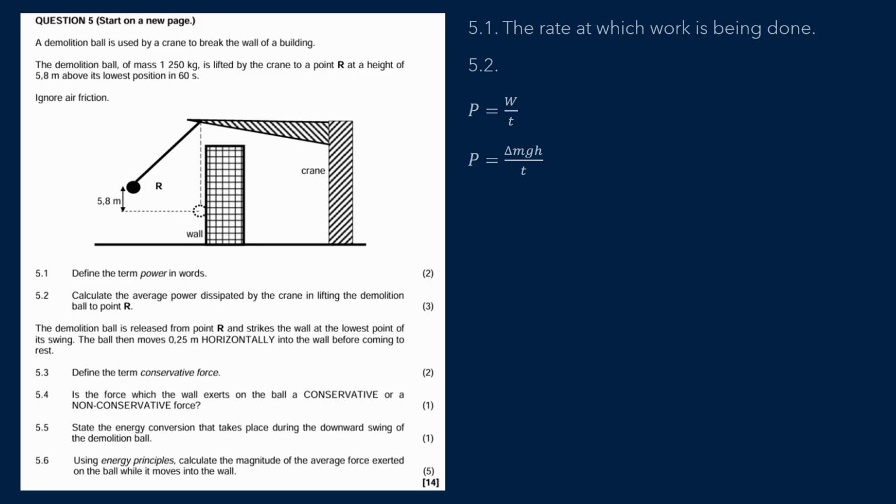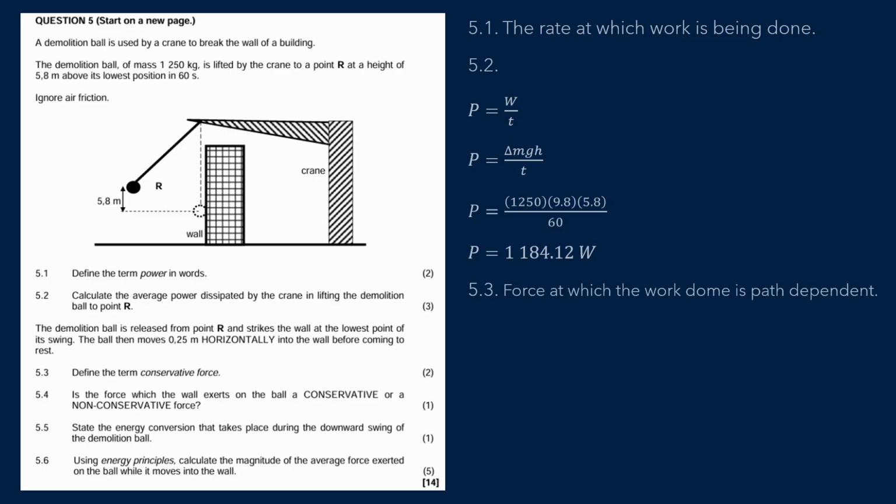This doesn't mean that kinetic energy was 0, but the change in kinetic energy was 0 because the change in velocity was 0. Now, substituting in all the values, I get power is equal to 1,250 multiplied by 9.8 multiplied by 5.8, all divided by 60, and that gives me a power equal to 1,184.12 watts. Moving on to 5.3. 5.3, define the term conservative force. Conservative force is a force at which the work done is path dependent.